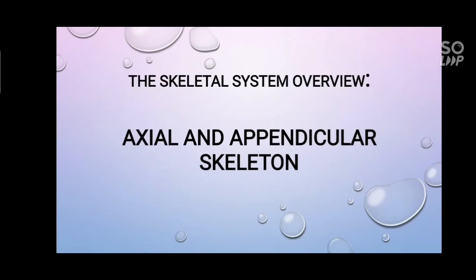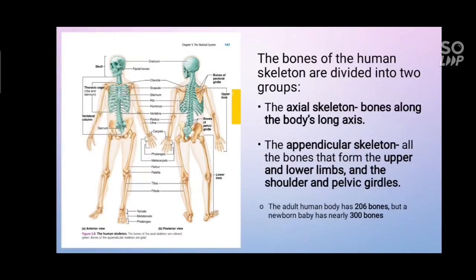The skeletal system overview. Axial and appendicular skeleton. The bones of the human skeleton are divided into two groups. The axial skeleton, or the bones along the body's long axis, while the appendicular skeleton are all of the bones that form the upper and the lower limbs, as well as the shoulder and the pelvic girdles.